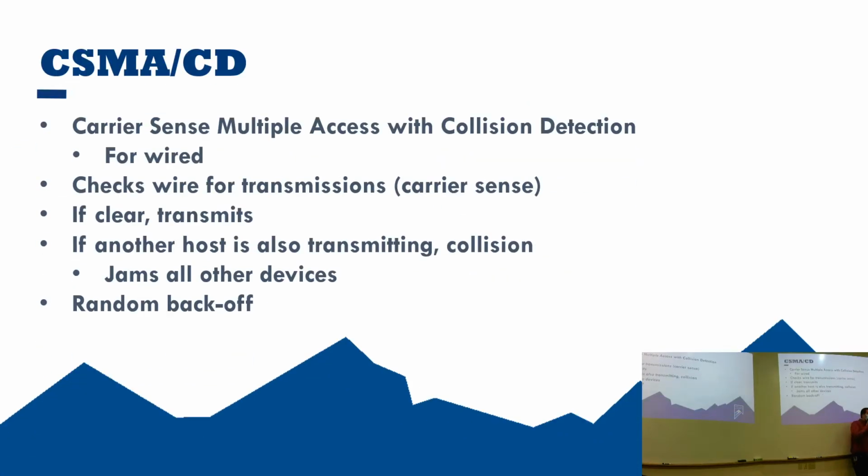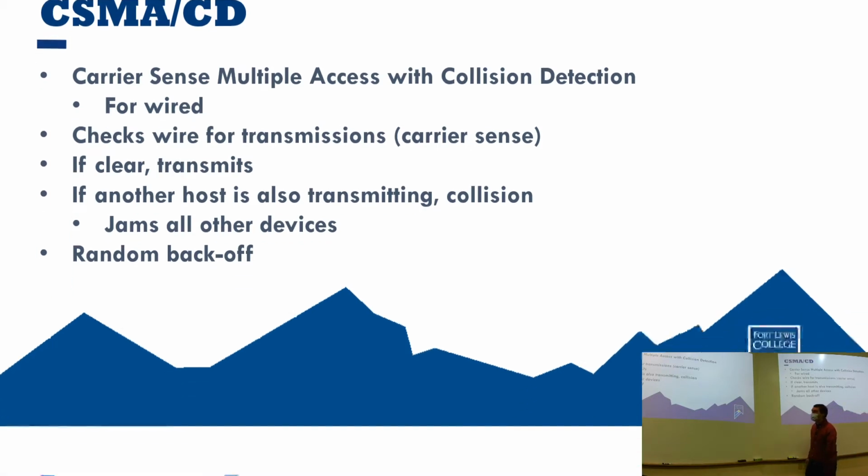Okay, so we went through collision detection last class. I'll just briefly go through it. It's for wired connections, because with wired you can actually detect collisions. Basically, it checks for an existing transmission, a process known as carrier sense. If it's clear, it transmits. If there's another host that was transmitting and you didn't detect it, then there's a collision. In modern networks, this is rare, but it can occur. And if it's not clear, it uses a random backoff algorithm and repeats the process. So that's what we're talking about with wired networks.